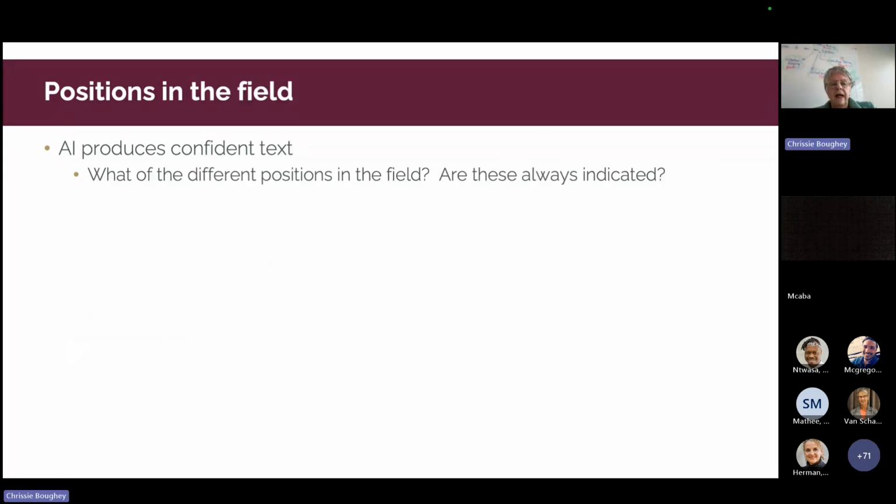Now, if you go to AI, artificial intelligence, and you think about that, AI produces very confident text. What are the different positions in the field? Is it actually indicating different positions? Are these always indicated? Can the students see them? Not always, I don't think.